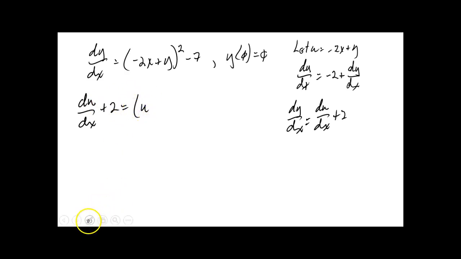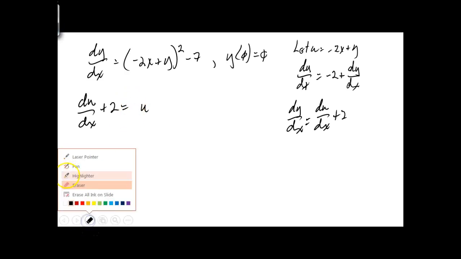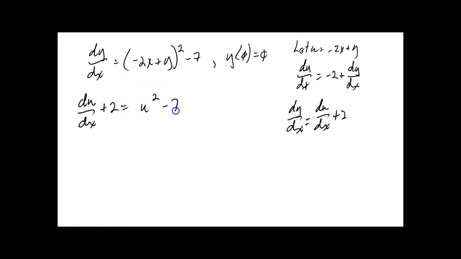u, I don't need a parentheses. Remember, we made the substitution now, so don't carry around x's and y's anymore. u squared minus 7, right? Now what would you do? Yeah, that would probably be okay. I was more tempted to move the 2, subtract 2 from both sides. It might not be any difference, so du dx is equal to u squared minus 9.